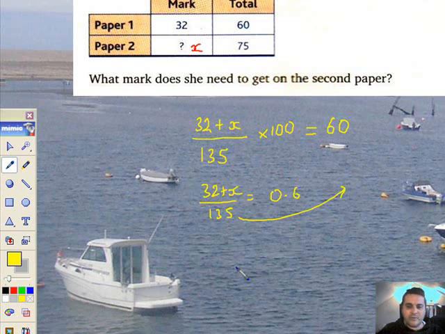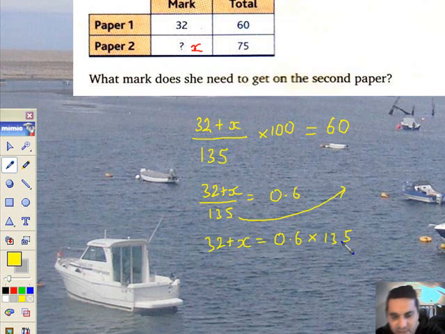Rearranging, the 135 goes next door and multiplies. So 32 plus something, in other words the something is the mark for paper 2, that's going to be 0.6 times 135. Let's just get a result for that first before we go any further. So 0.6 times 135 is 81. So 32 plus the extra marks she needs, it's got to come to 81 marks overall. Right then, so the marks she needs in paper 2 is going to be 81.